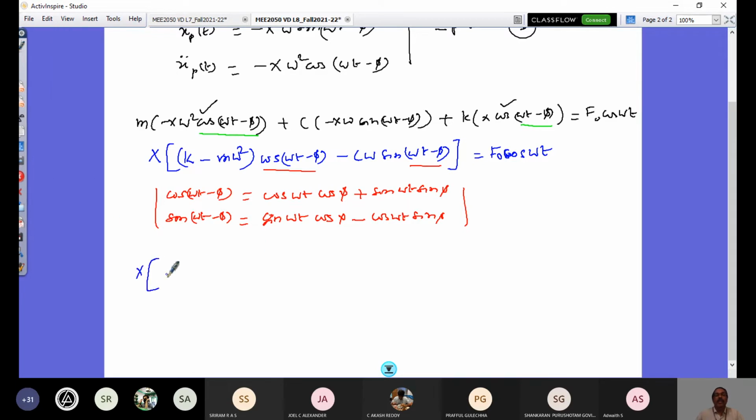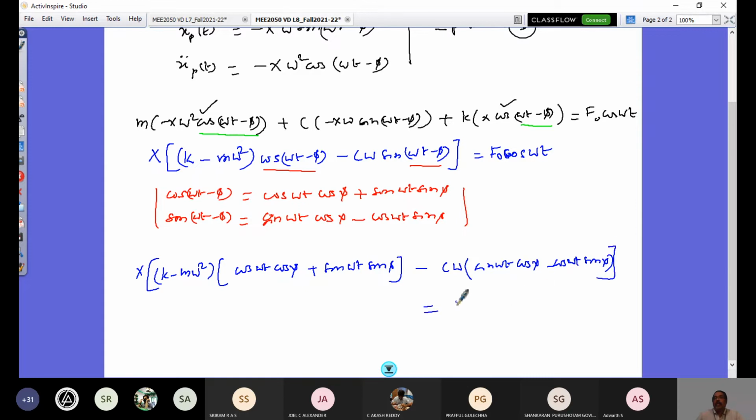So that is going to be x into (k minus m omega square) into (cos omega t cos phi plus sin omega t sin phi), minus c omega into (sin omega t cos phi minus cos omega t sin phi). And that is equal to f naught. I'm just going to write this f naught cos omega t plus, I deliberately put here 0 instead of f naught, I put 0 amplitude there, right? So 0 sin omega t sin phi.